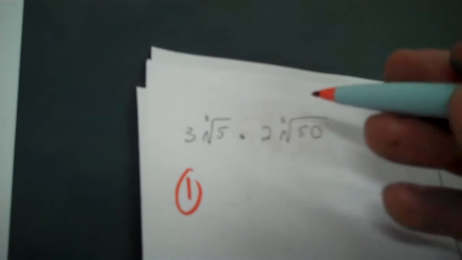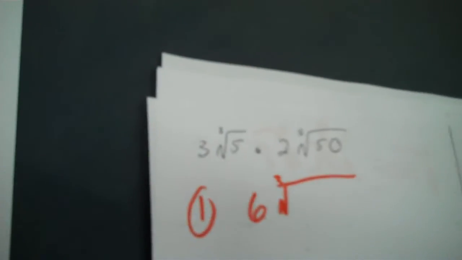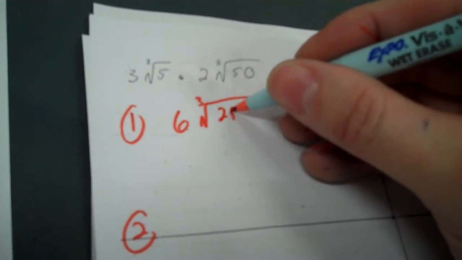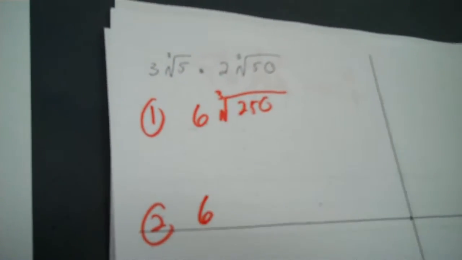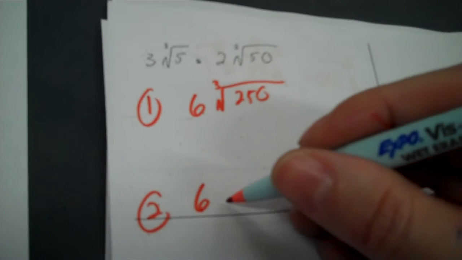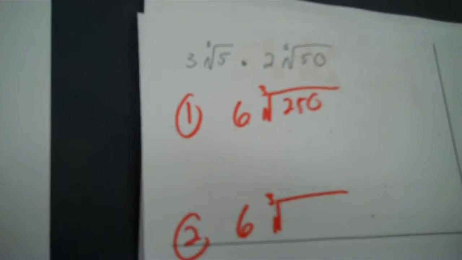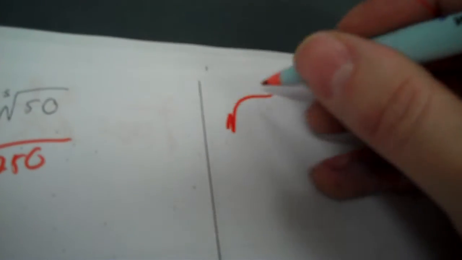Okay, next problem. Again, same thing. It's kind of a 1 and a 2 and a 3. So first thing, I take 3 times 2, that's going to be 6. Then I make a cubed root this time, and I take 5 times 50. I got 250. So in the next step, I just bring down the 6, and I'll put a radical 3 next to it. Now what I need to do is bring the 250 off to the side.